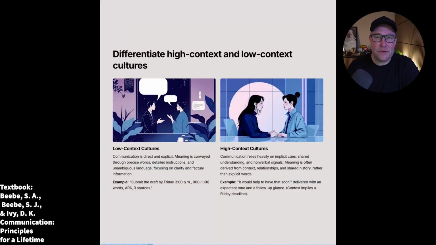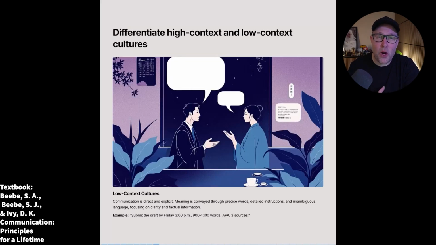So what's the difference between high context and low context cultures? In low context cultures, communication is direct and explicit. Meaning is conveyed through precise words, detailed instructions, and unambiguous language, focusing on clarity and factual information. For example, submit the draft by Friday at 3.